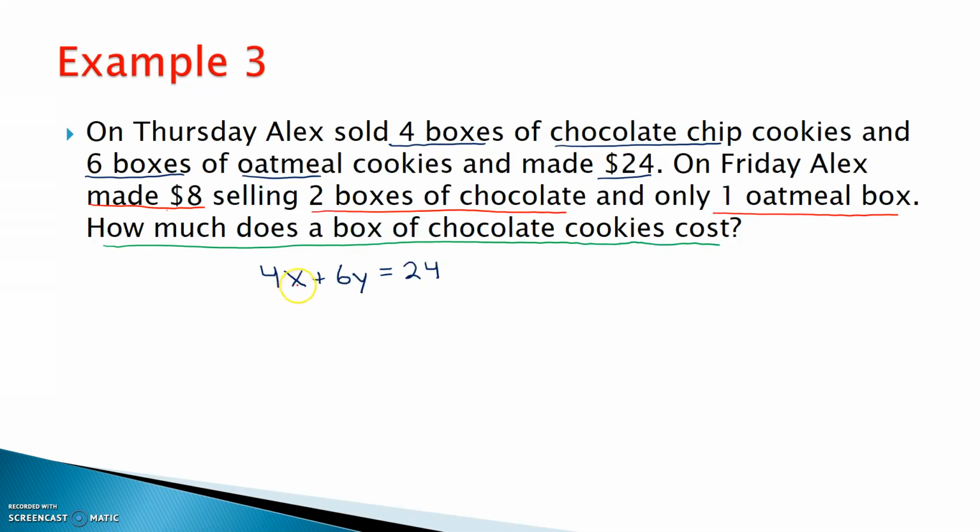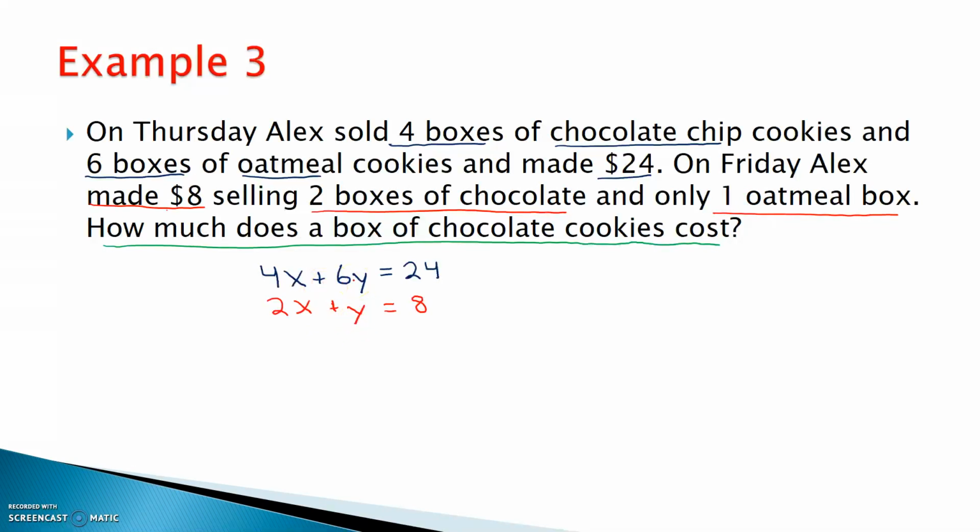Okay, notice that's kind of cool. This little equation here represents literally 2 lines of the English language. Here on Friday, it says he made $8. Now again, they kind of flipped it around. That's how much money he made, so that 8 should actually go on the right-hand side. This is how much it's equal to. He only made $8. He sold 2 boxes of the chocolate chip. So that means the 2 should be 2x. Again, you want to make sure you're careful, use the same variable. This is 2 boxes of the chocolate chip, and he also only sold 1 oatmeal. So I'm going to say 1y, or I can simply just say y.